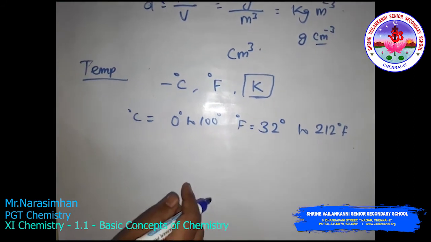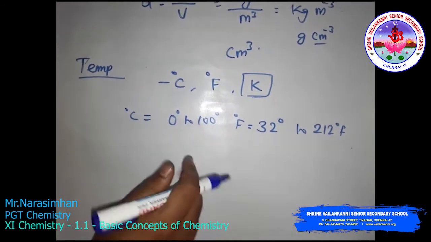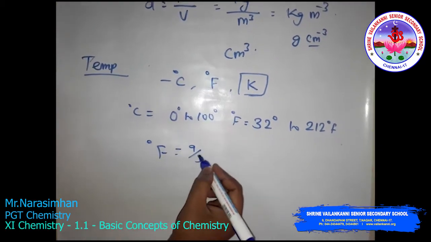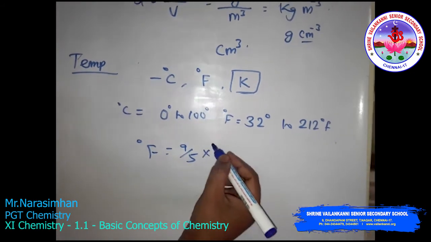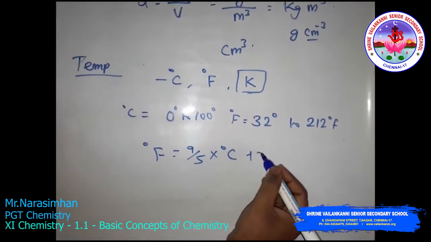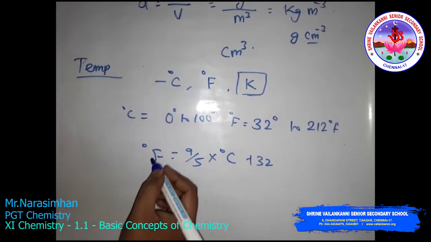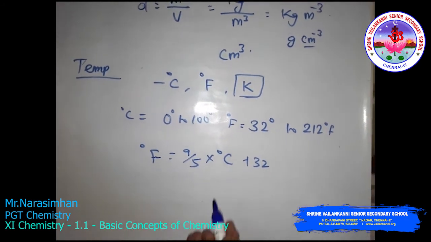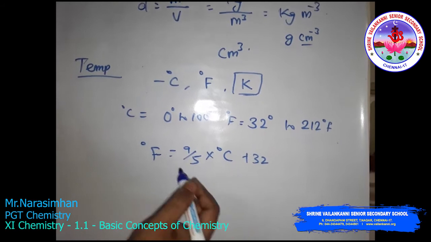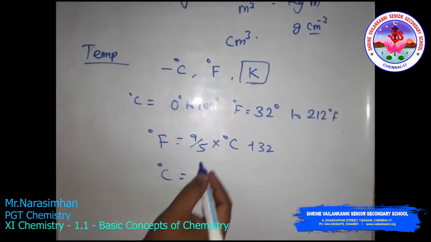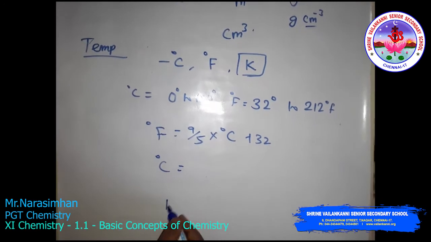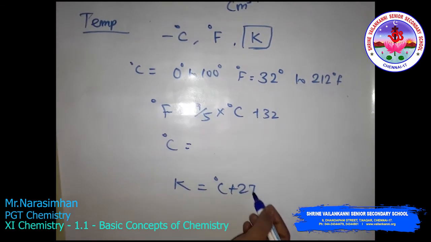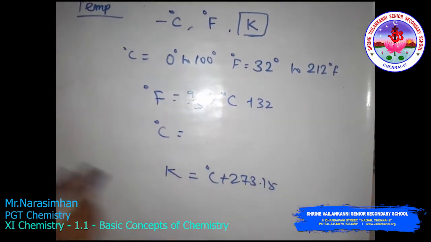The temperatures of the two scales are related to each other. Degree Fahrenheit is equal to 9 by 5 into degree Celsius plus 32. This is the conversion of Celsius to Fahrenheit. For Kelvin, it is degree Celsius plus 273.15.